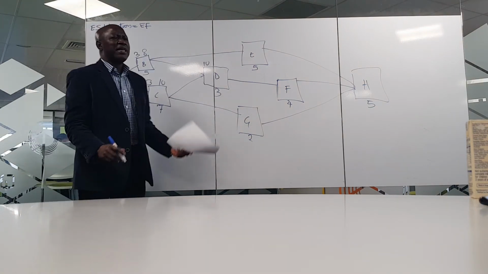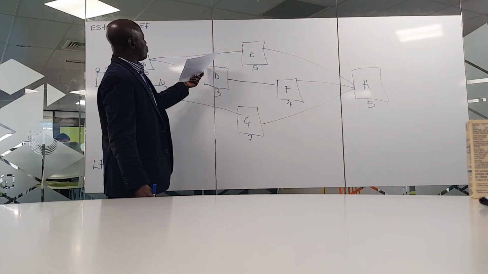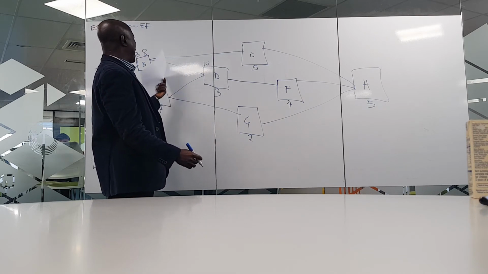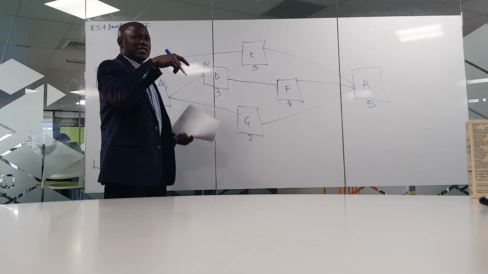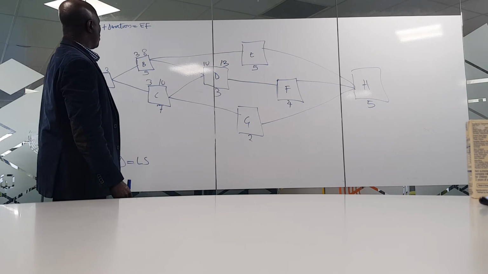EF finish here will be how many days? 13, because it has to wait for 10 days. It has to start after 10 days of activity B and C, and it has to add its own number of days to run the activity, making it 13. That's D. We go to E.